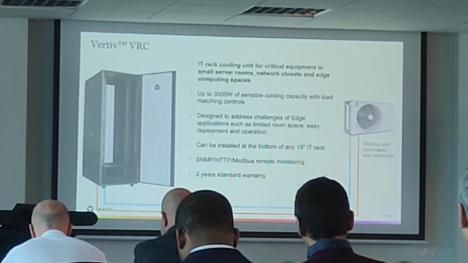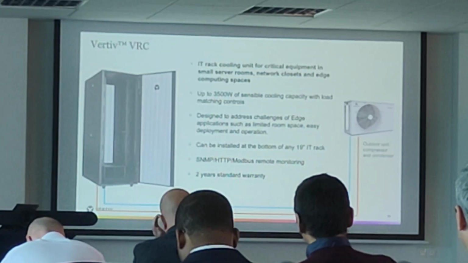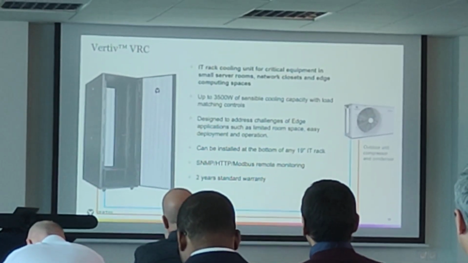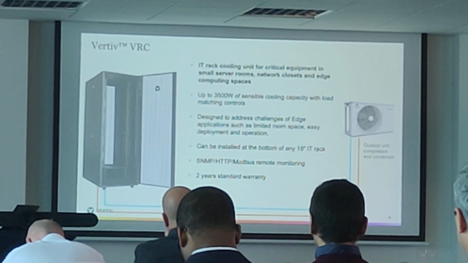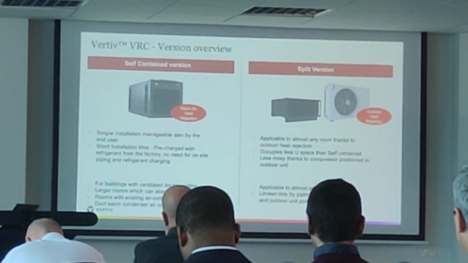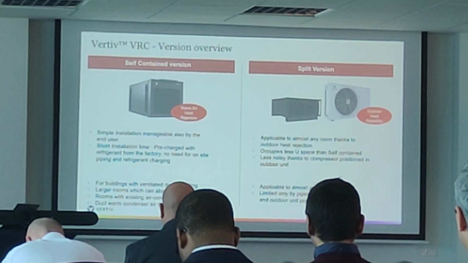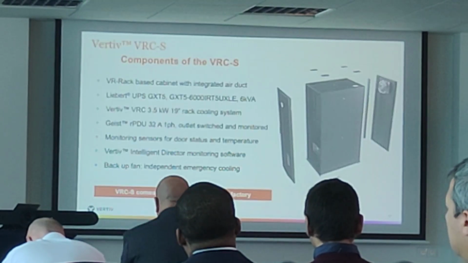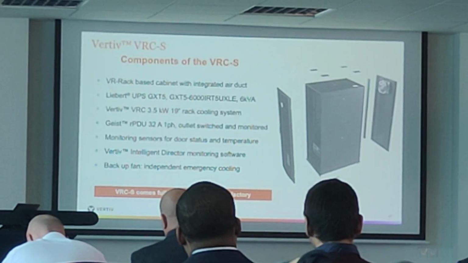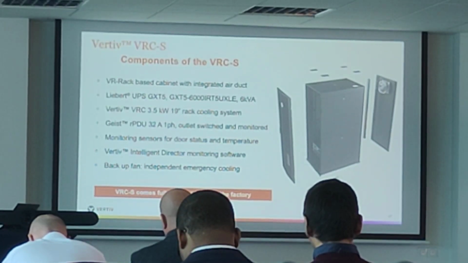This is internal cooling. The unit is installed at the base of the rack, and it ensures the circulation of the air inside. There's a 100% internal version, and there's also a split version, which is, let's say, common with comfort air conditioning. We have the condenser outside. The VRCS is infrastructure in a box, right?